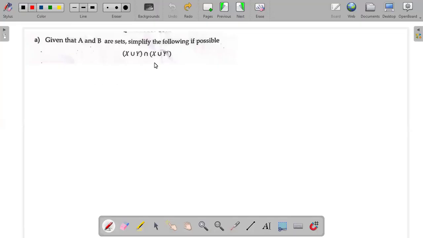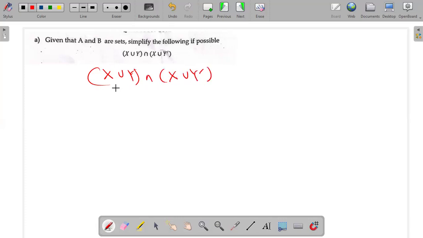So we're going to solve the following questions. The first one reads, given that A and B are sets, simplify the following if possible. To simplify this, we can see that we have X union Y intersect X union Y complement.